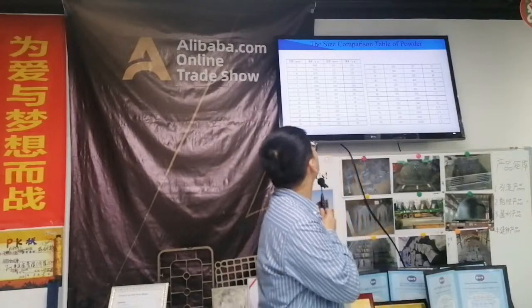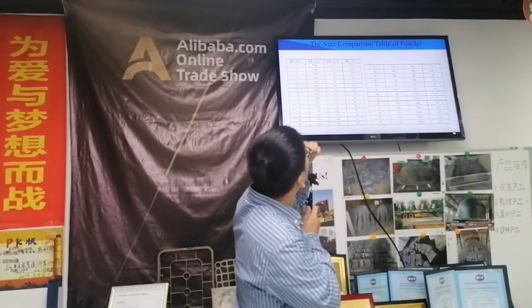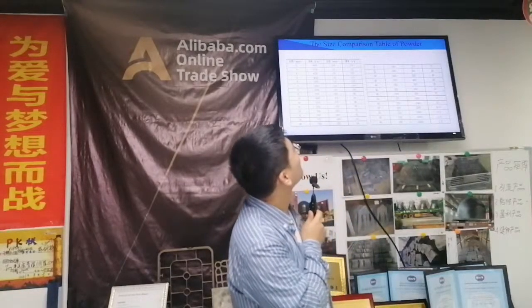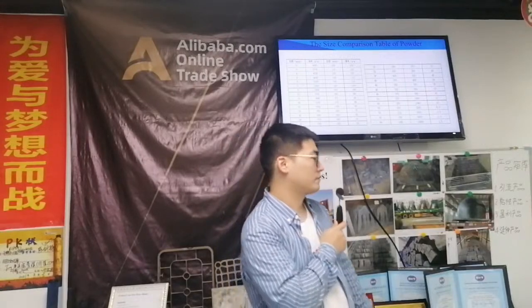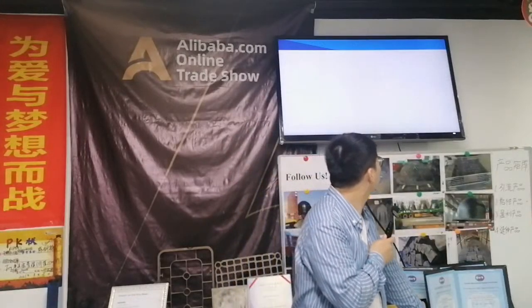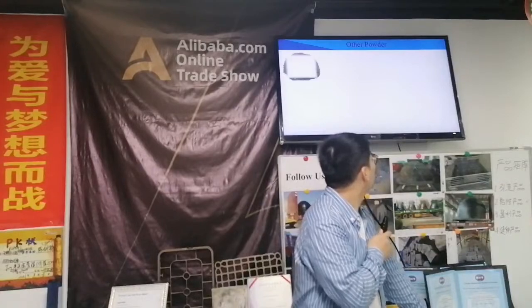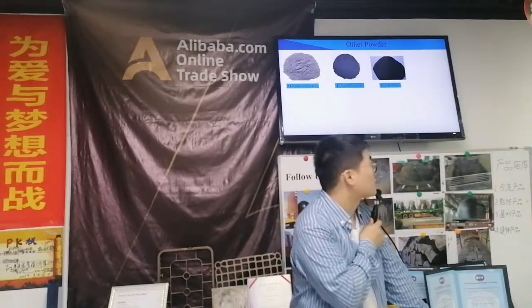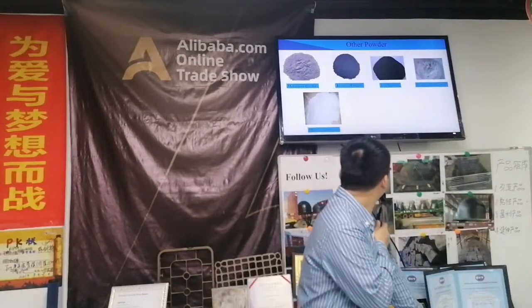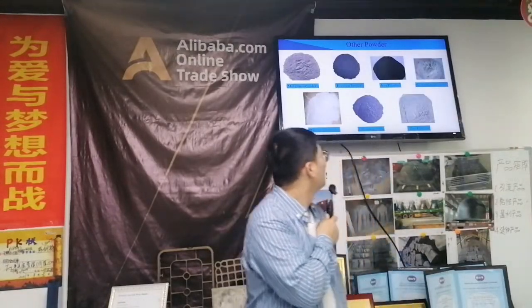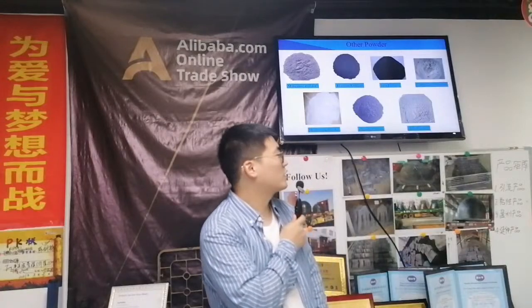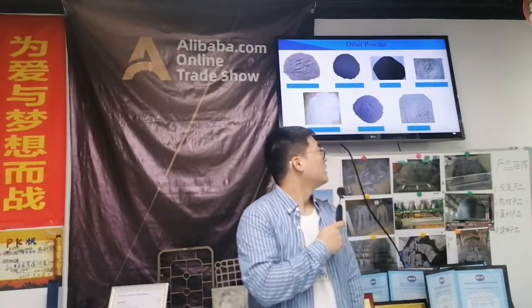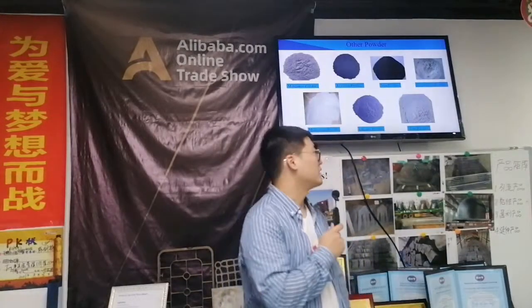And here is the mesh we can produce for the powders. And we have other powders as you can see on the screens. And if you want other powders, please send an inquiry to us.